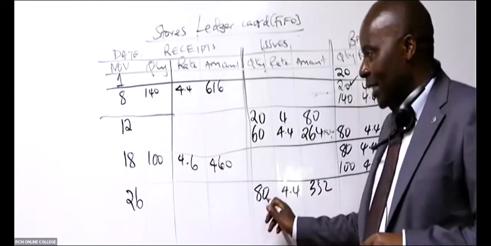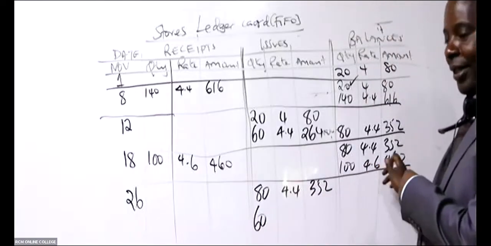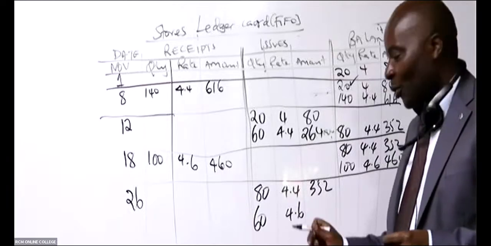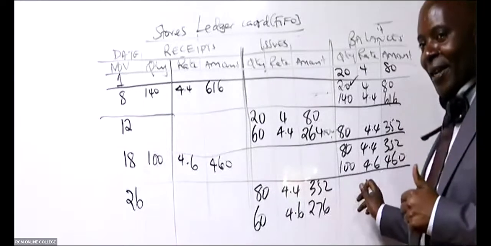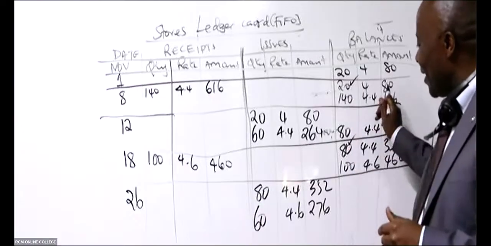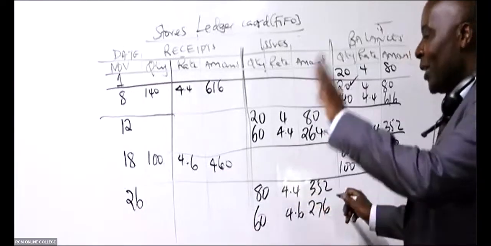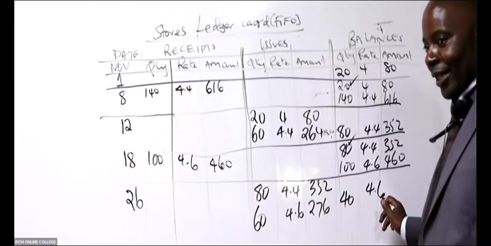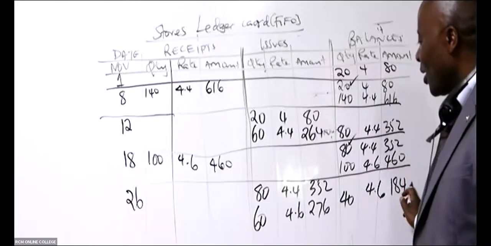So now we have issued 80 here. So we issue how many? 60. From which batch? 4.6. So what is 60 times 4.6? 276, like that. So can you kindly give me an update balance here? Thank you so much. That gentleman asked a good question. So remember 80, we measure. So 100 tumepana ngapi? 60. So in this case here, we are left with how many? 40 at what here? At 4.6. Giving me how much here? 184. And that is it.